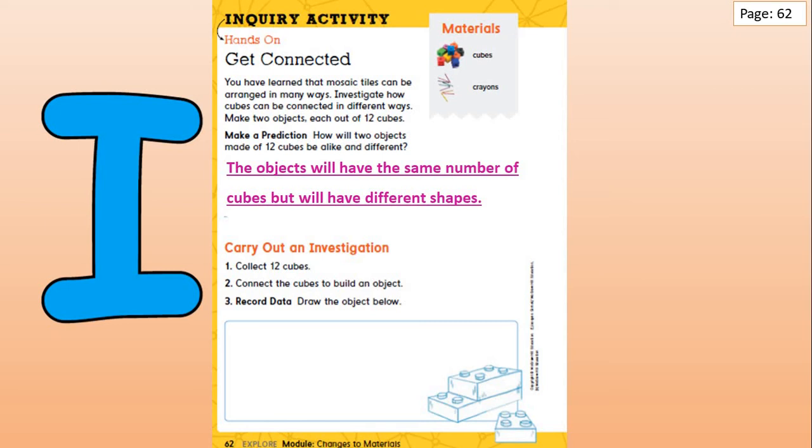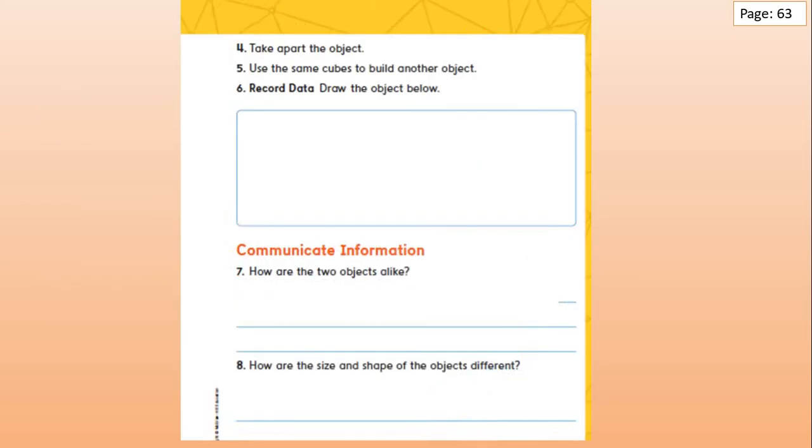How does your object look? Is it long, tall, wide, short? What do you think? It's tall and long, right? Interesting. Now, please, grade 2, take apart the letter I. Take apart your first object. And then try to use the same cubes to build another object.